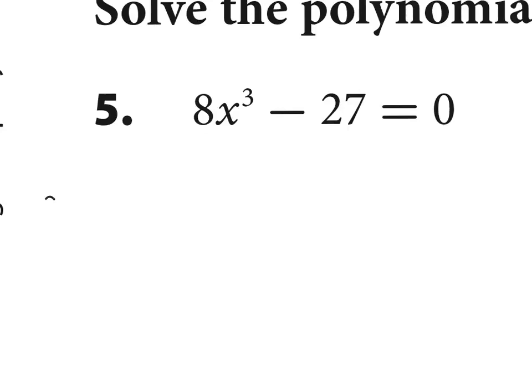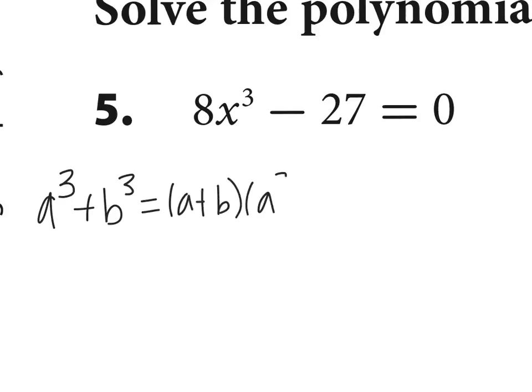So let me write them up here for you. So sum of cubes a cubed plus b cubed is a plus b times a. I'm giving you both of them.